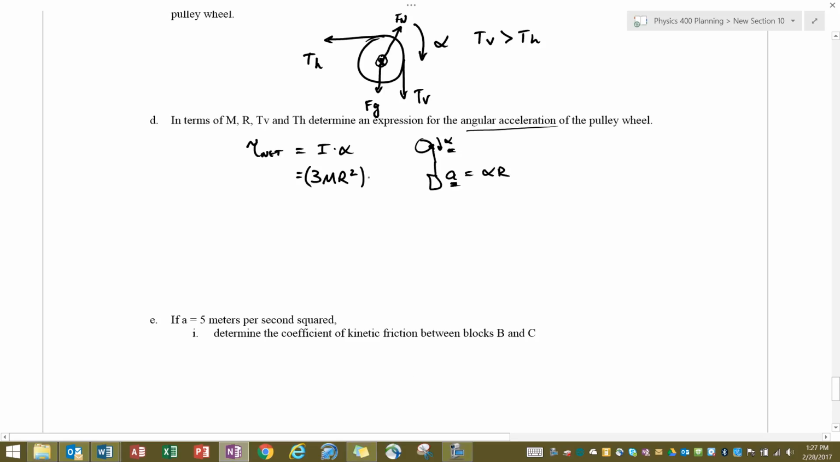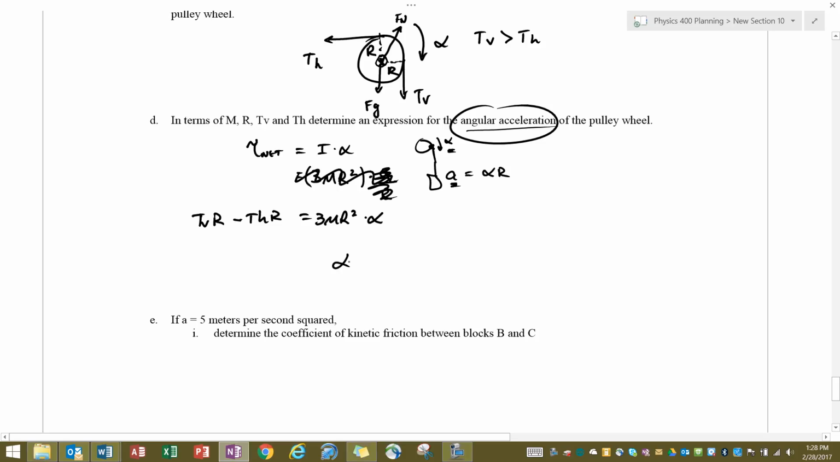So I'm going to go ahead and make this substitution here and put this as A over R of the pulley wheel. Oh, I'm sorry, back up. I don't need to find that linear acceleration, so I could just leave this as alpha. Then thinking about the torque, I just have TV acting at this radius R minus TH acting at that same radius R. So TV R minus TH times R.